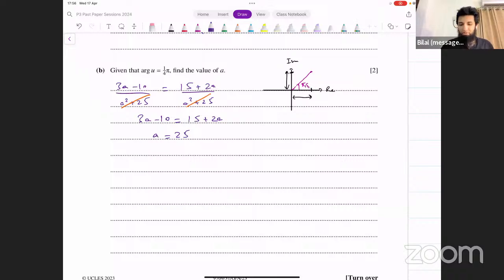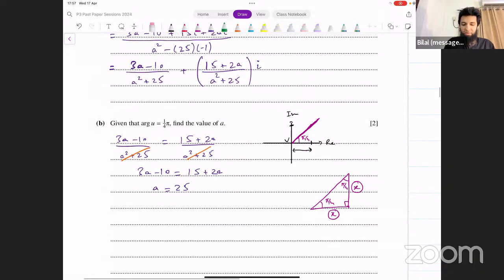Why are we equating? The angle is pi over 4. Since the angle is pi over 4, that means it's a 45-degree line, right? So whenever we have a triangle like this, it's a right angle triangle. If this angle is pi over 4, this is also pi over 4. Whatever is this side is also going to be the same, because it's an isosceles triangle. The angles that are equal, the sides opposite to those angles are also going to be equal. So the horizontal distance is the same as the vertical distance. Here, the horizontal distance represents the real part and the vertical distance represents the imaginary part. They are supposed to be equal to each other.